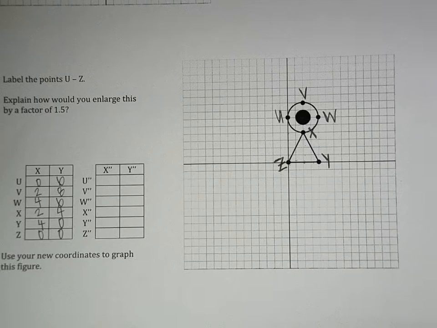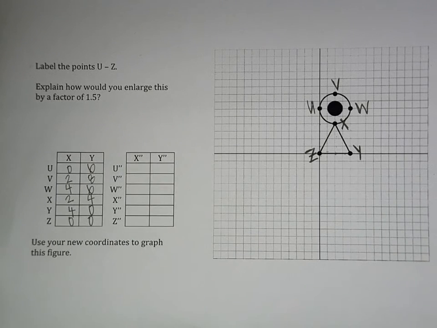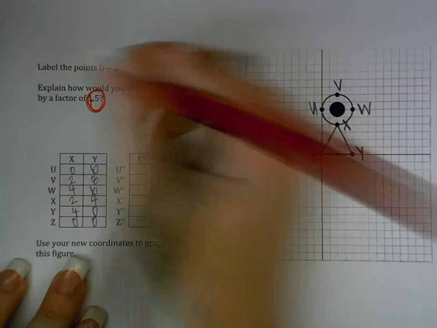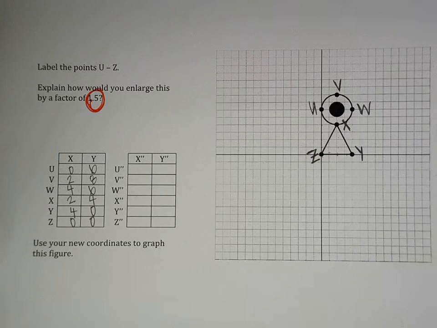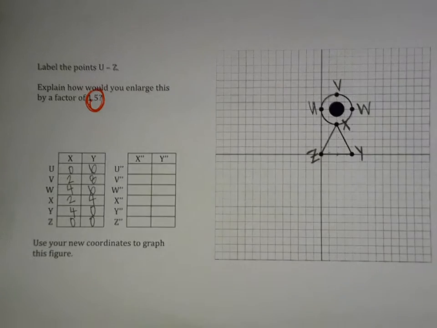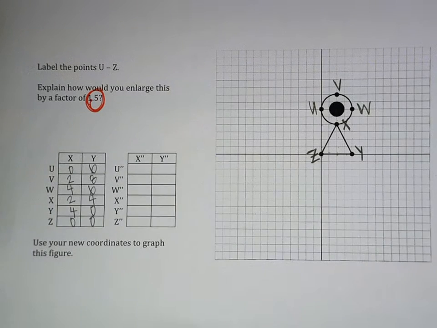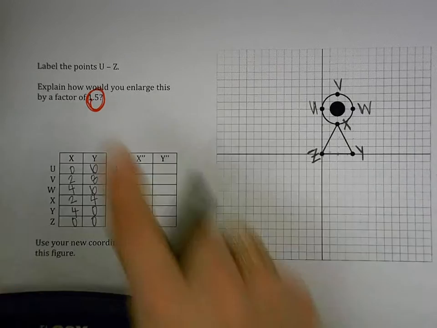This one says it has a scale factor of 1.5. So that means you have to multiply every single value that we just labeled by 1.5. If you'd like to, you can use a calculator for this. I'm not going to make it super crazy. You should be able to multiply without a calculator, but I will let you use one just to make it a little bit easier. So you're going to take these points and multiply each part by 1.5.